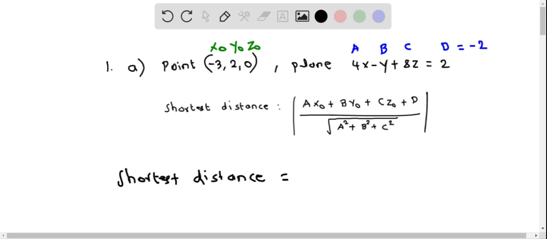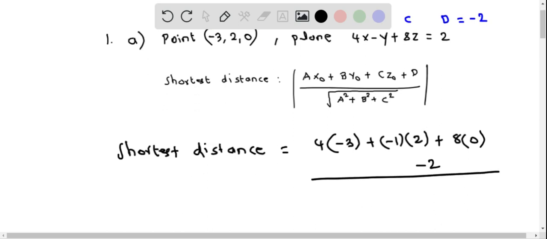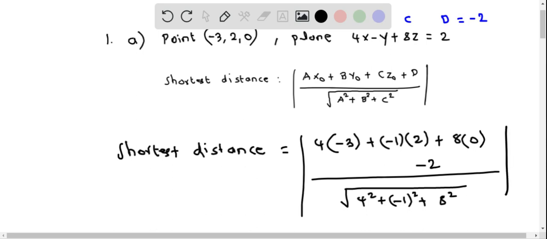and this equals, I put a, which is 4, times x naught, which is -3, plus b, which is -1, times y naught, which is 2, plus c, which is 8, times z naught, which is 0, plus d, which is -2, and this is divided by the square root of a squared, which is 4 squared, plus b, which is -1, squared, plus c, which is 8, so 8 squared, and we should take the absolute value of this one.